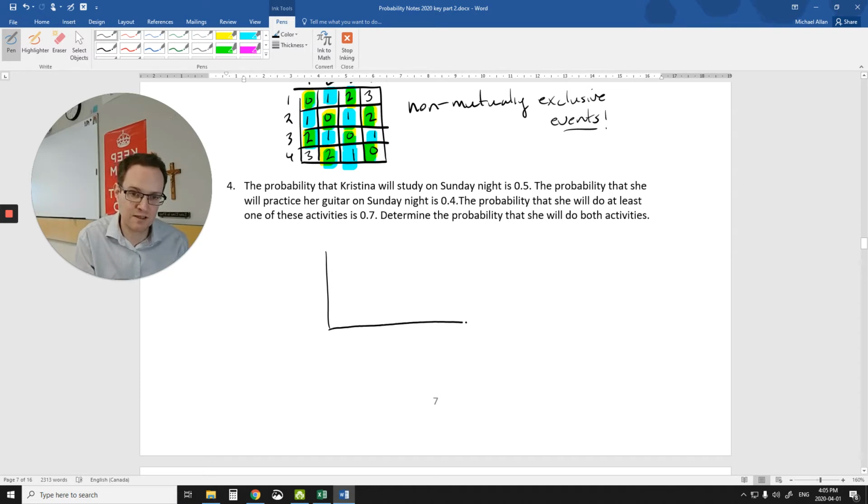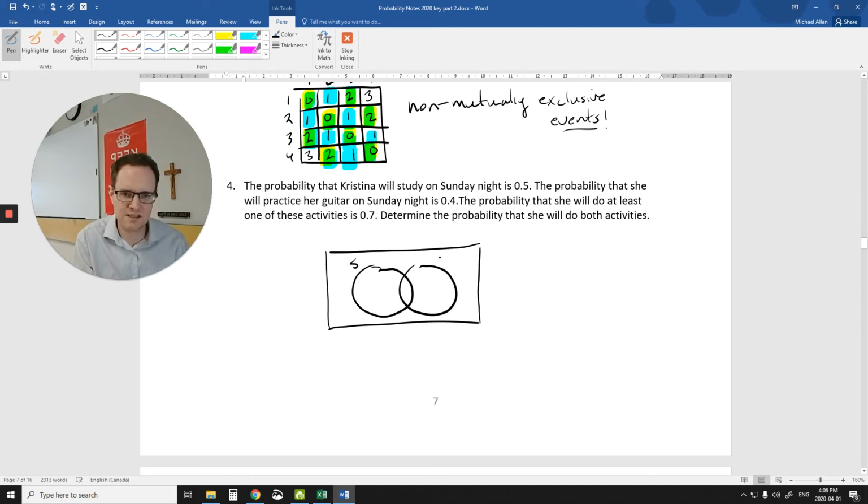Okay, so I'm going to look at this as a Venn diagram question. There's lots of different ways to try to approach this question, but a Venn diagram looks like the easiest way. And what I know, she's going to study and she's going to play guitar. So I got these two pieces. Okay, and I know that the union between these two, so that I have the probability of guitar and studying, is 0.7.